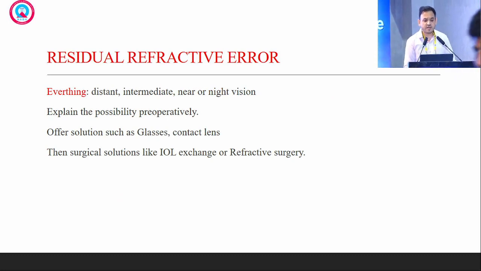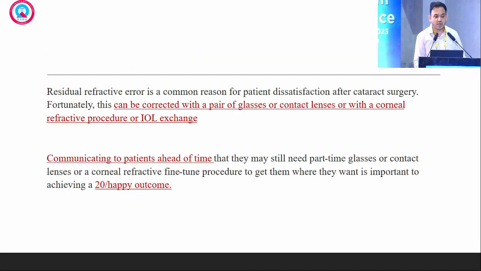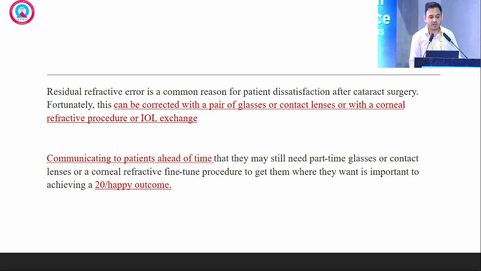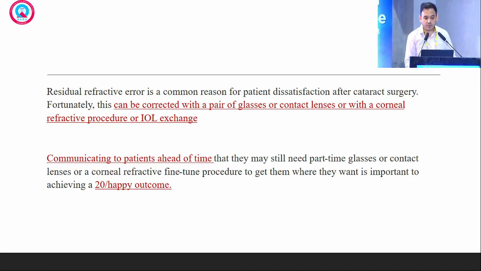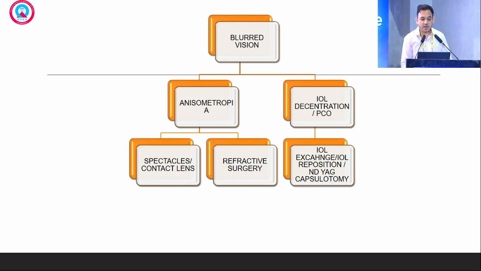The residual refractive error causes the decreased vision in the postoperative period. So communicating to the patients ahead of time is very important. It may lead to an unhappy outcome in the postoperative period, because the blurry vision can be anisometropia, or it may be due to IOL decentration or PCO.